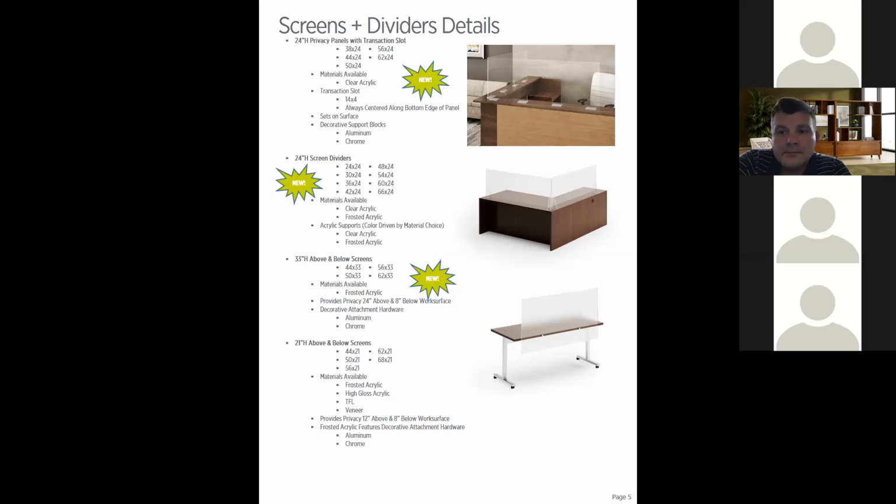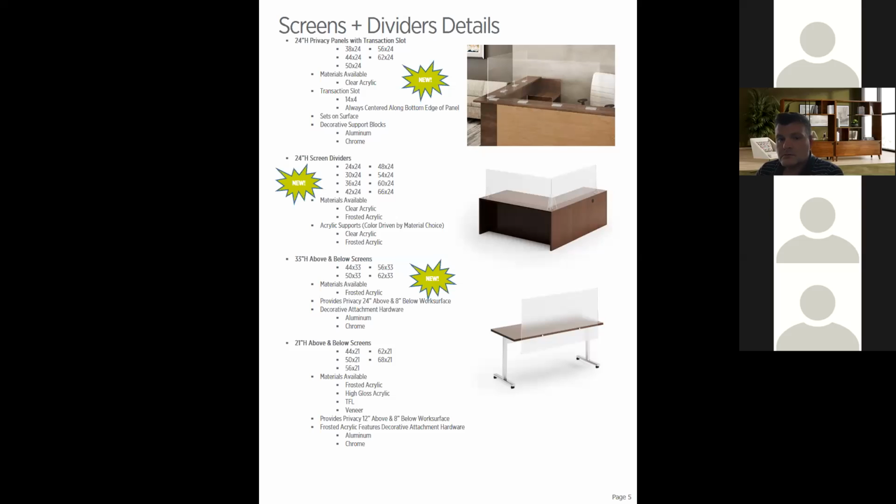We've already had these in our line in other heights, but now we're adding this 33-inch high above and below screen. That is going to give the user 24 inches of protection above the work surface, and then the remaining 7 inches of protection below the work surface, or modesty panel rather. I'm sorry, 8 inches below.